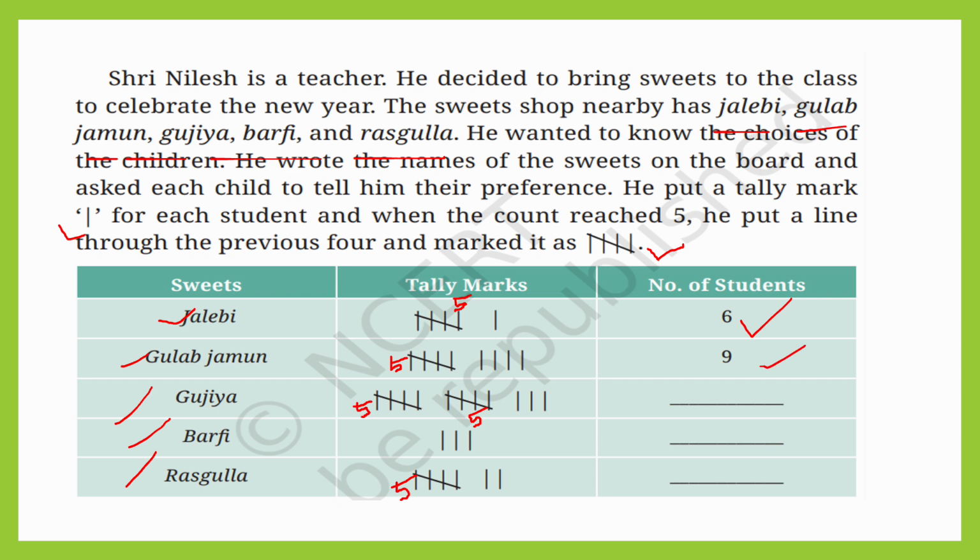Then, how many students like gujia? 5 plus 5 plus 3, 13. Then, how many students like barfi? Only 3. Then, how many students like rasgulla? 5 plus 2, 7 students.